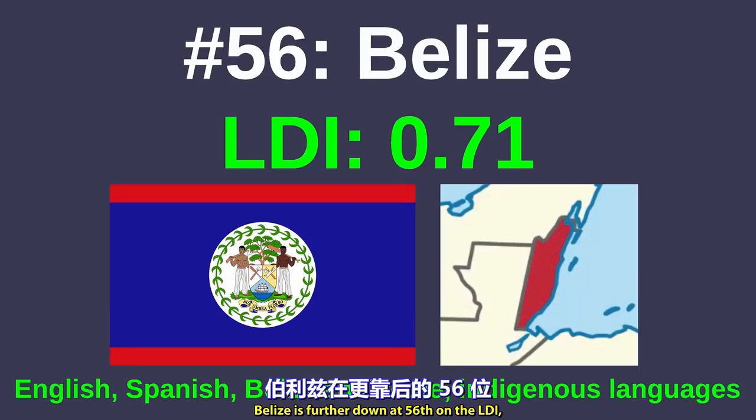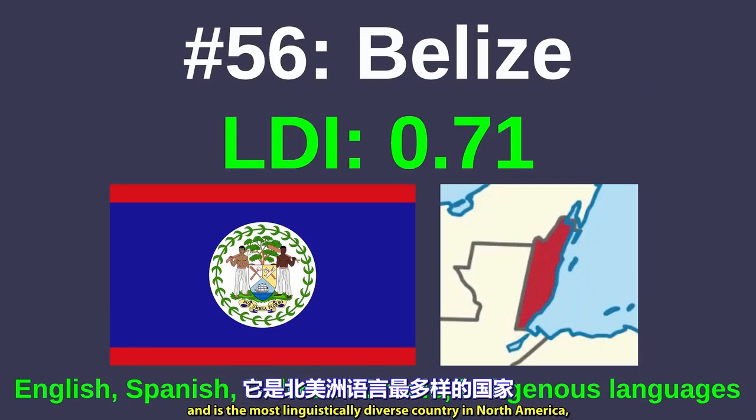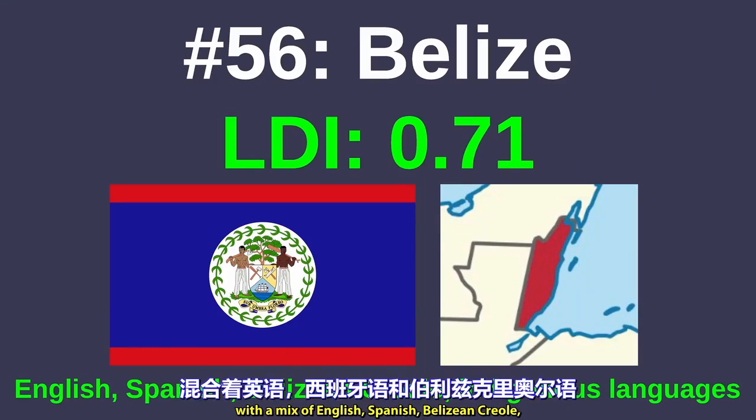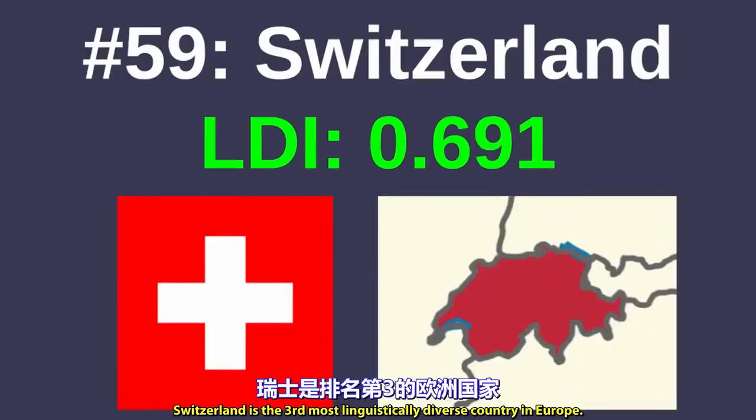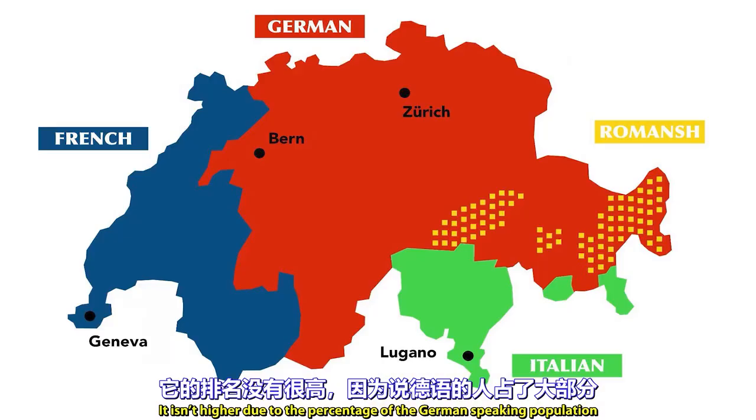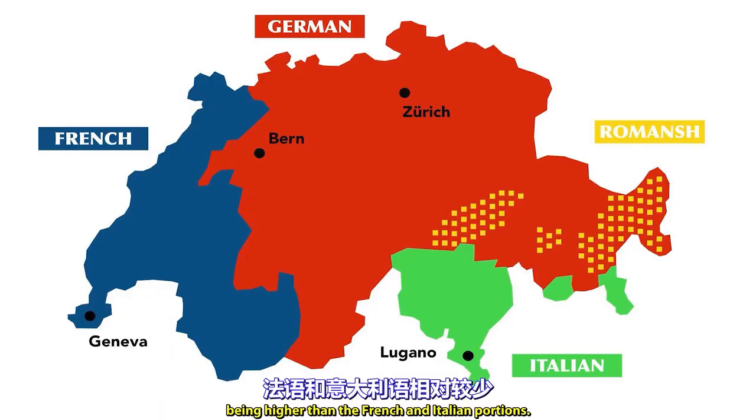Belize is further down at 56th on the LDI, and is the most linguistically diverse country in North America, with a mix of English, Spanish, Belizean Creole, and a few indigenous languages being spoken there. Switzerland is the 3rd most linguistically diverse country in Europe. It isn't higher due to the percentage of the German-speaking population being higher than the French and Italian portions.